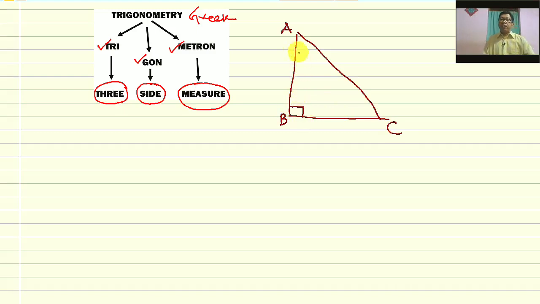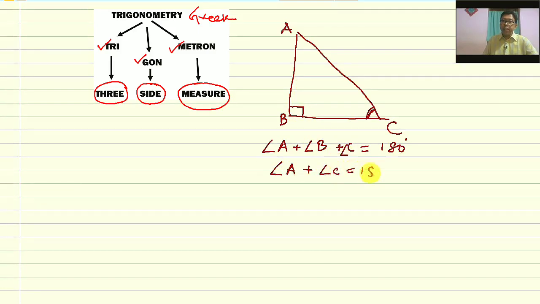This is the right angle triangle ABC, and the angle B is equal to 90 degrees. Consider this angle. Before that, since the angle B is 90 degrees, using the angle sum property, can you say what is the sum of these three angles, angle A plus angle B and angle C? This is obviously 180 degrees, you know this one, but out of these three angles, angle B is 90 degrees, so you can write angle A plus angle C is equal to 180 degrees minus 90 degrees, isn't it, and getting 90 degrees.